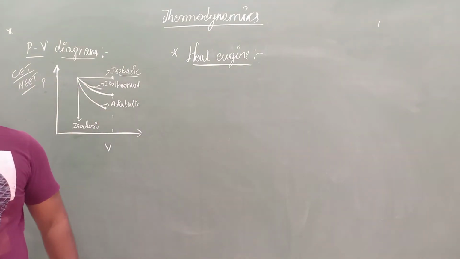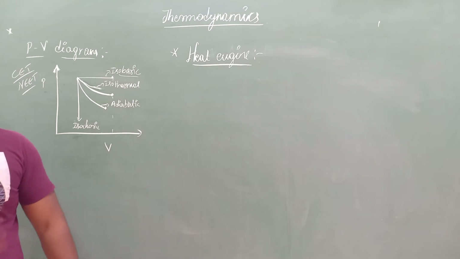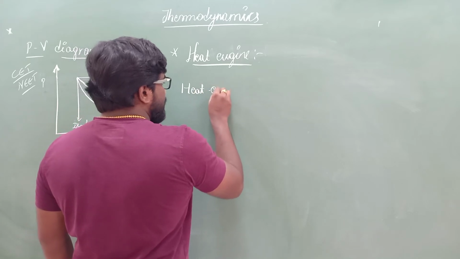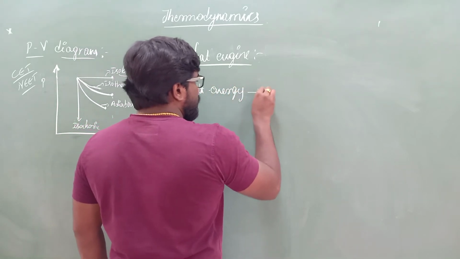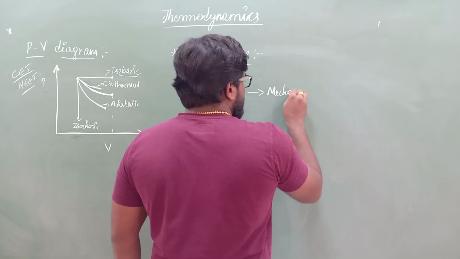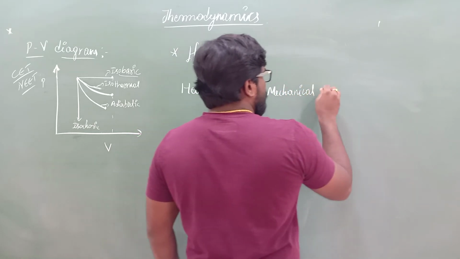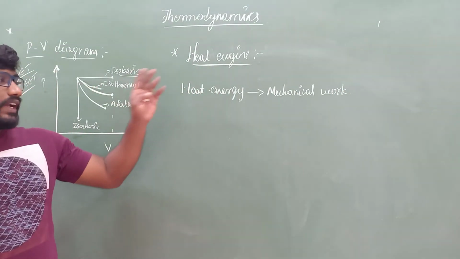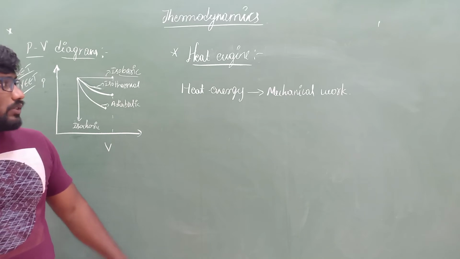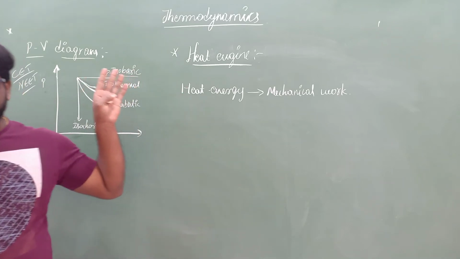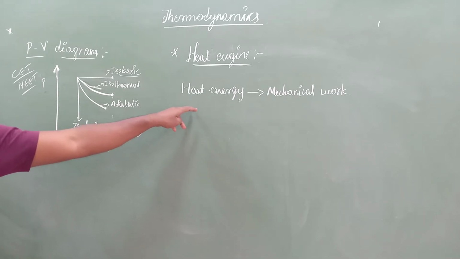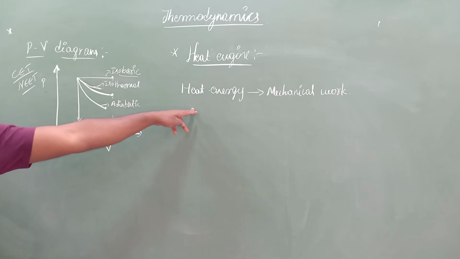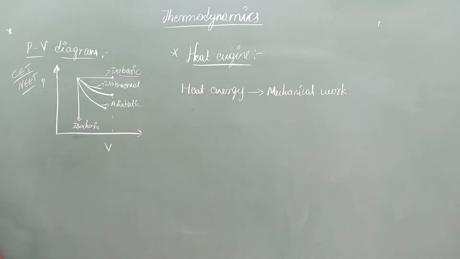How do we define a heat engine? It is nothing but a device which is used to convert heat energy into mechanical work. Heat energy into mechanical work. So this is what we call a heat engine. It is a device which we use to convert heat energy into mechanical work.